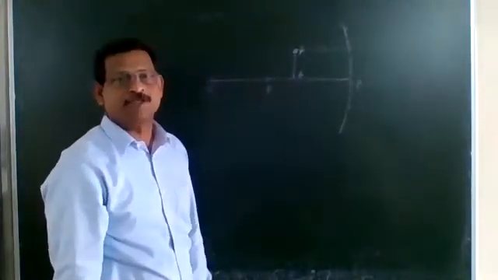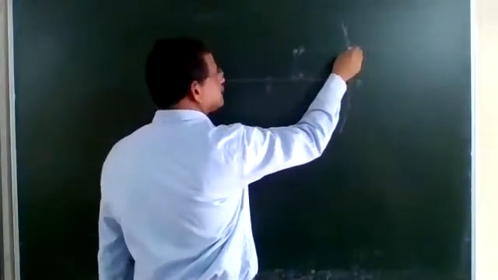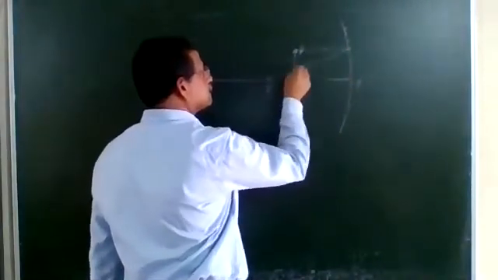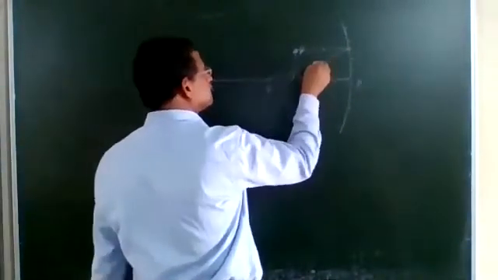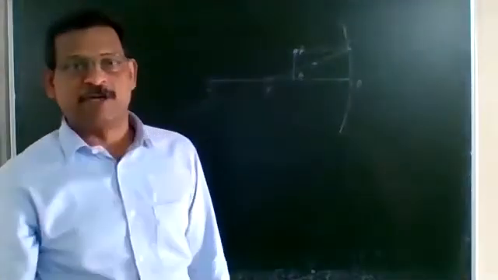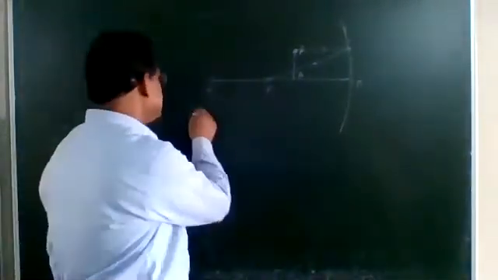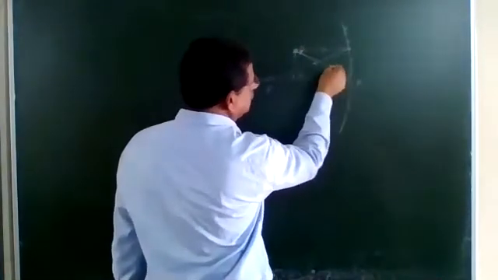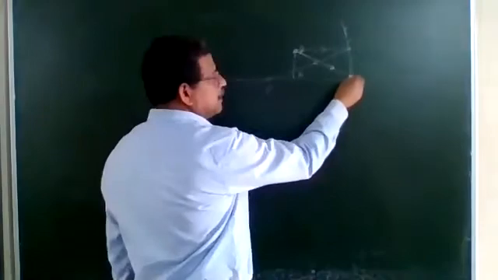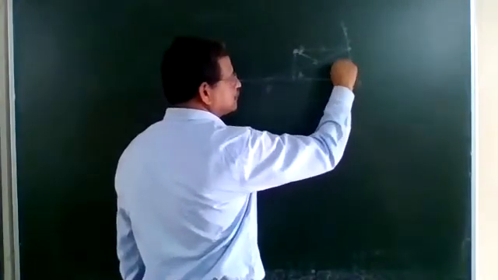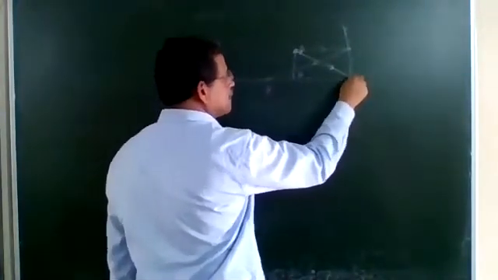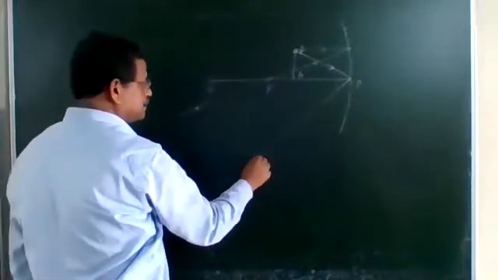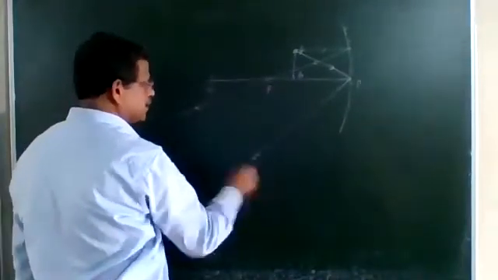After reflection, passes through the focus. Second ray, reaching the pole. After reflection, obeys the laws of reflection and comes back. First ray and second ray.